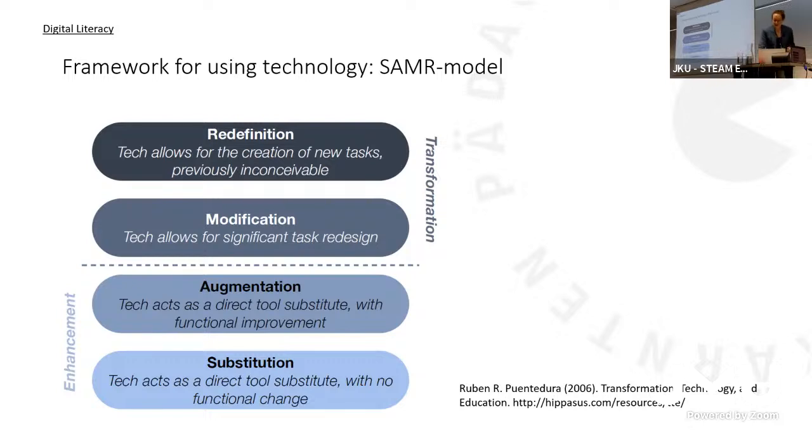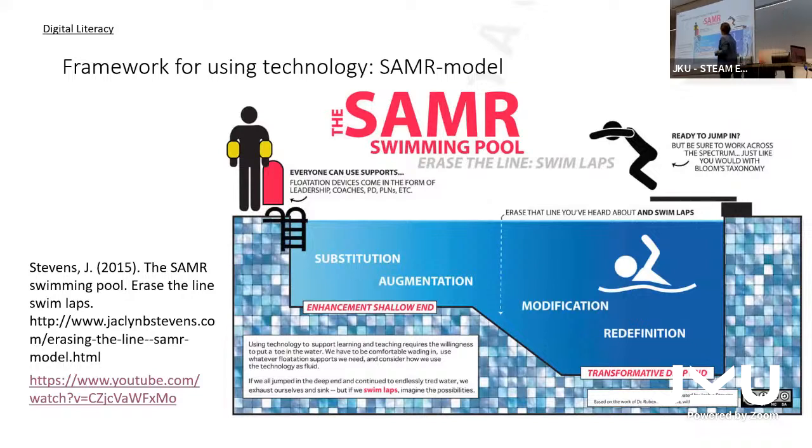And I found the SAMR swimming pool, which Stevens developed. And I'm not sure, I think we can't look at the video, but if you have time, you can look at the video. It's only 3 minutes. And I like it. She defines what she thinks about. And she says it's not necessary to be in the redefinition. You have to swim laps. And then you can work it. And she also says everyone can use support on every stage here. So I like it.